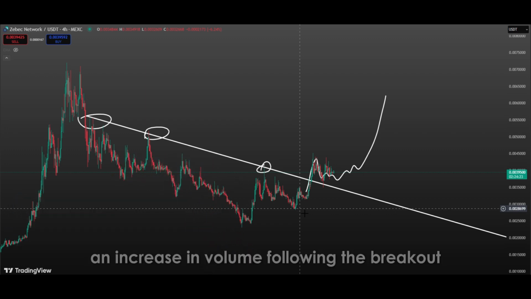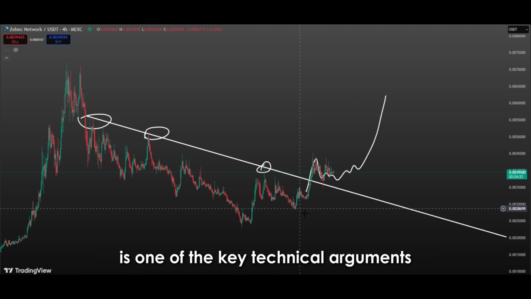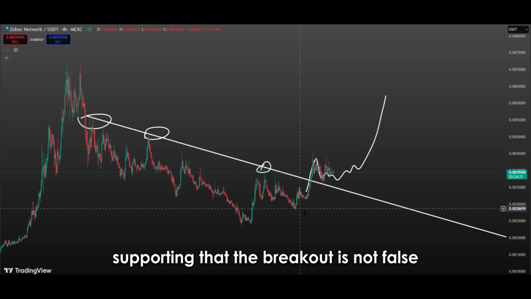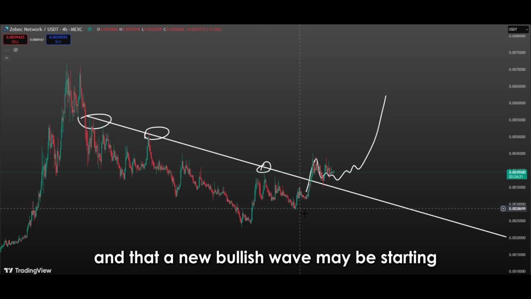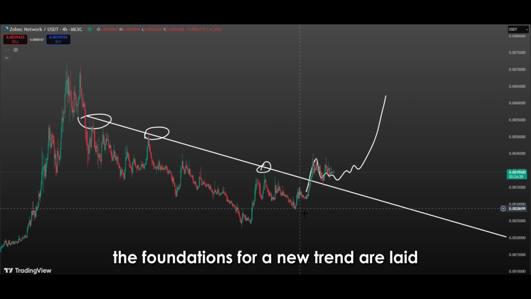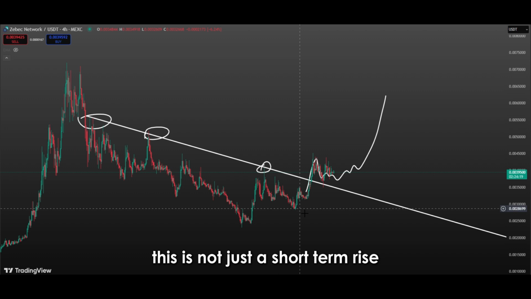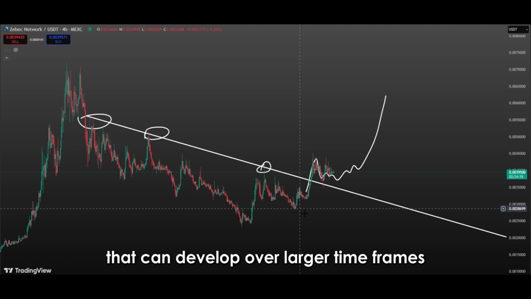In particular, an increase in volume following the breakout is one of the key technical arguments supporting that the breakout is not false and that a new bullish wave may be starting. With the breakout, the foundations for a new trend are laid. This is not just a short-term rise, but may signal a trend reversal that can develop over larger time frames.